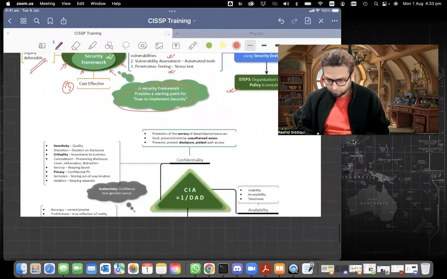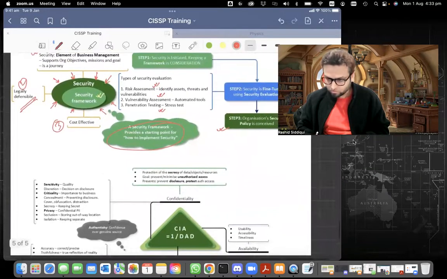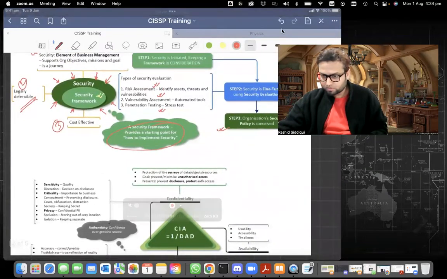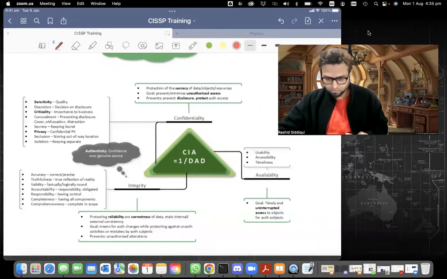I think I didn't capture the whole screenshot. Just a minute, let me fix this thing, and then I will be back. Okay, so I just fixed it.